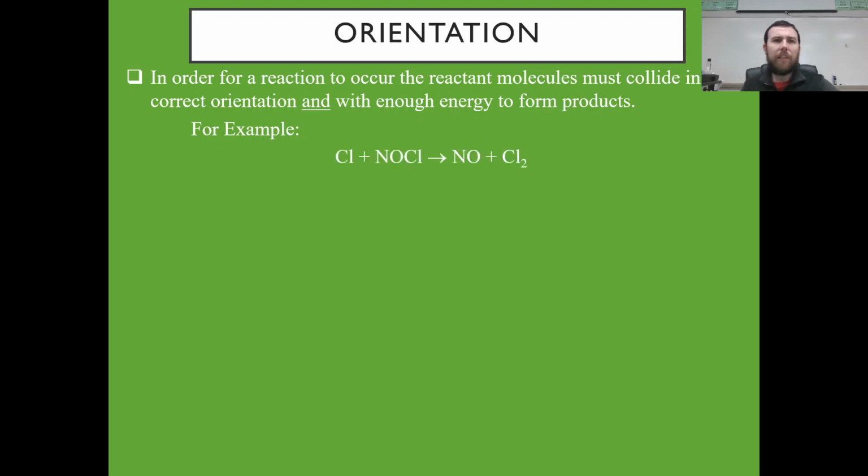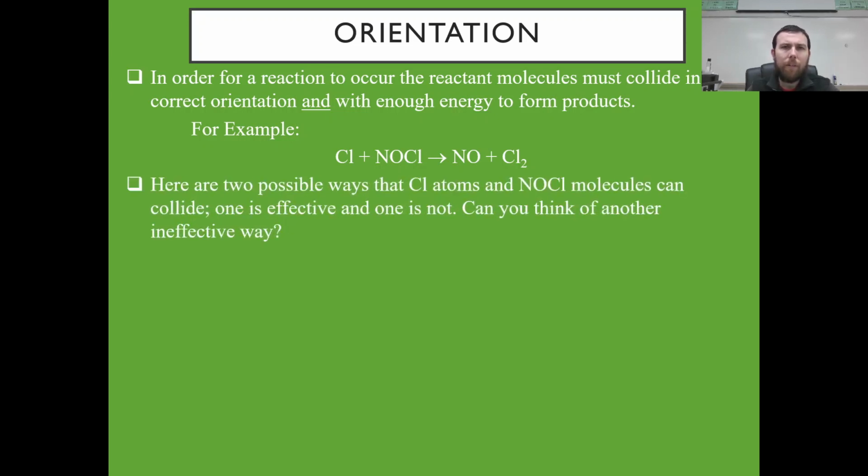Now, let's take what seems like a simple example. We have free radical chlorine reacting with NOCl to form nitrogen monoxide and chlorine, okay? I'm going to present to you two ways that this could happen. One of them is effective, one of them is not, right? And then I also want you to think, when you look at the diagrams, there's another way that this could happen that would also be ineffective. What would that look like?